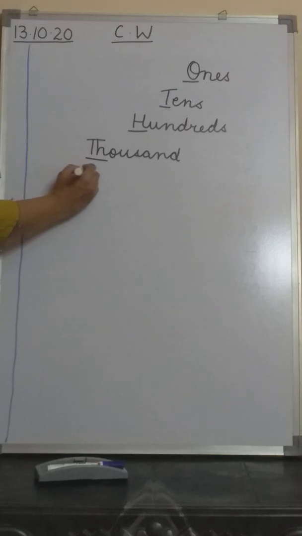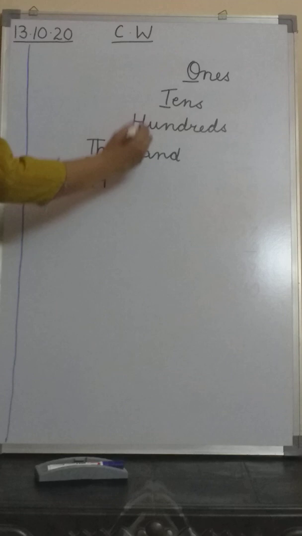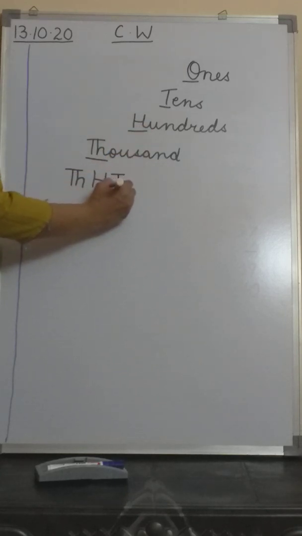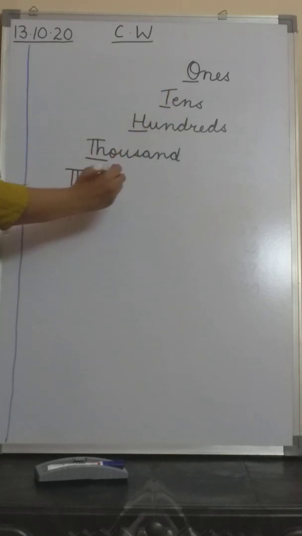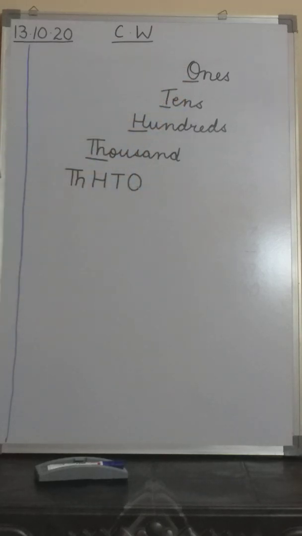Suppose when I write TH, that means thousand. When I write H, that means it is hundreds. When I write T, it is tens. And when I write O, it means ones.